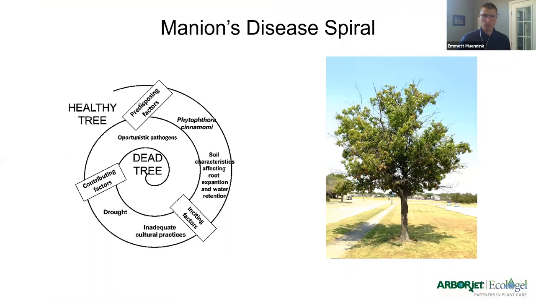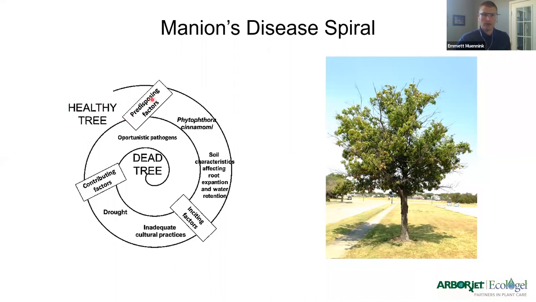Okay, so Manion's disease spiral. I want to take you through this a little bit. I've seen this image before in textbooks and things like that, but it takes a little bit to understand. So you have a healthy tree. That means everything's great. It likes where it's growing. It's a young, vigorous, healthy tree.